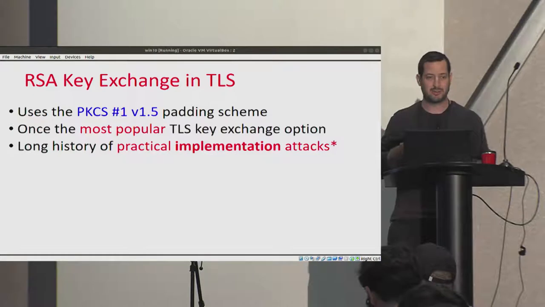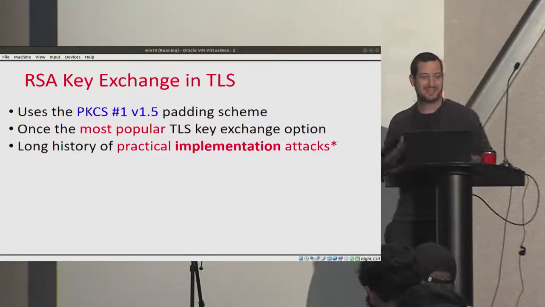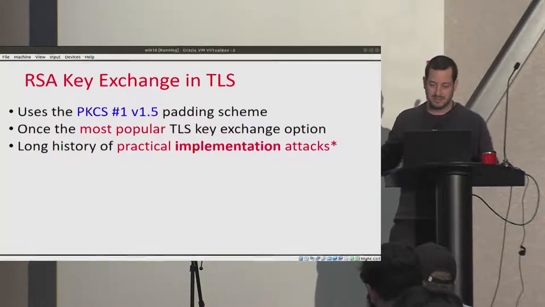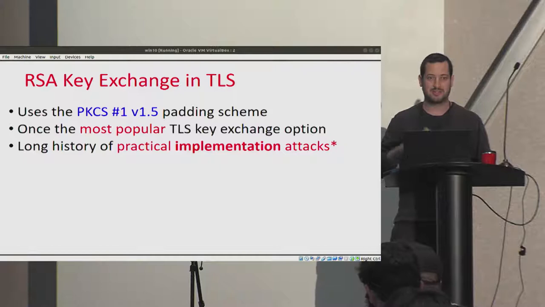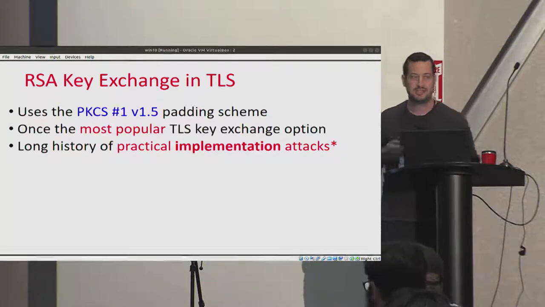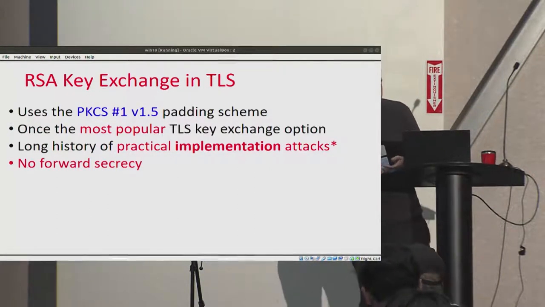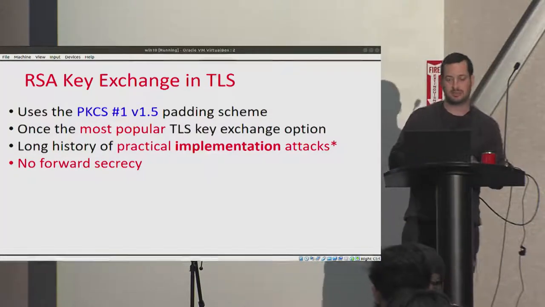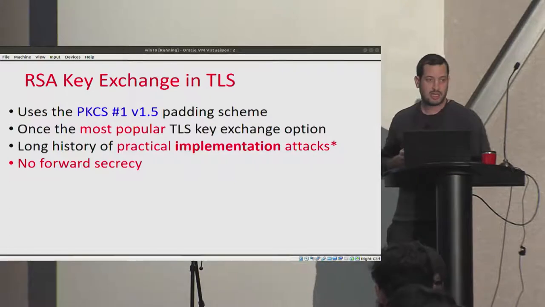And by history, we're talking about a paper that was published last week, the latest one, and I feel that this history is going to continue into the future. But I think there's a large consensus that RSA key exchange is a bad thing. On top of all the implementation attacks, it also doesn't support forward secrecy, which is also a main issue.